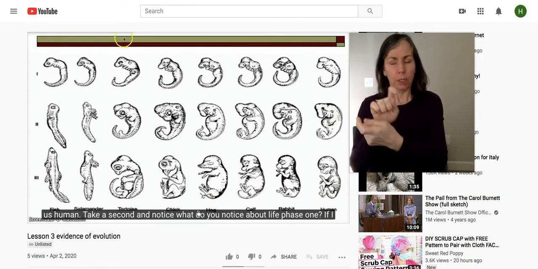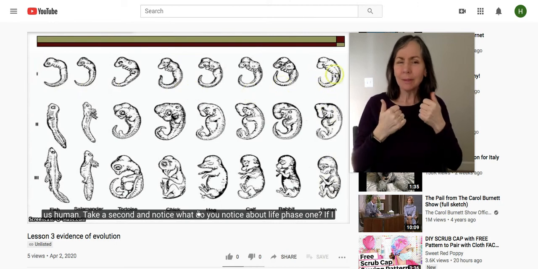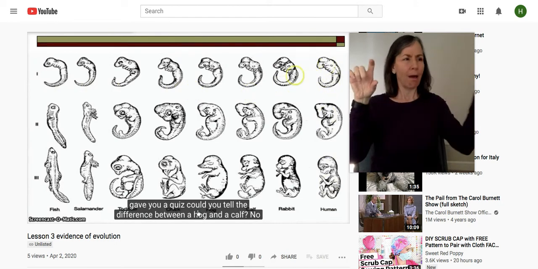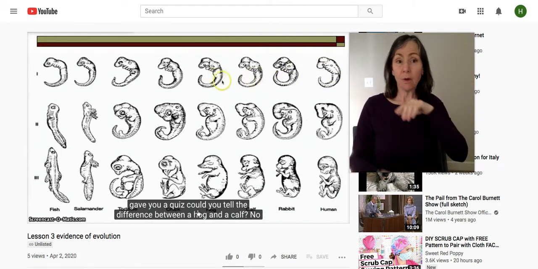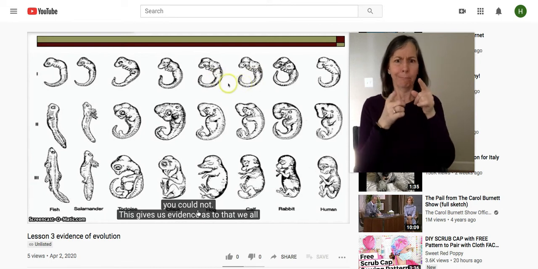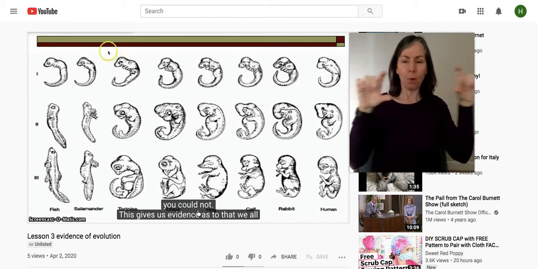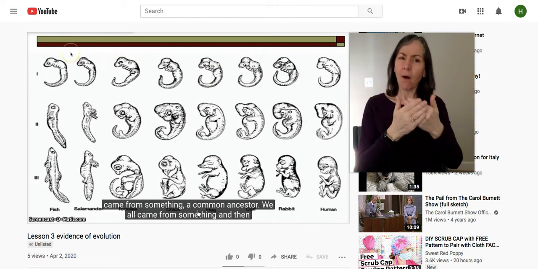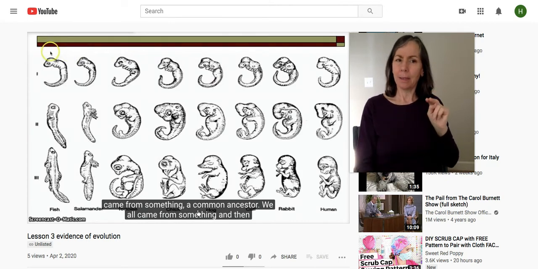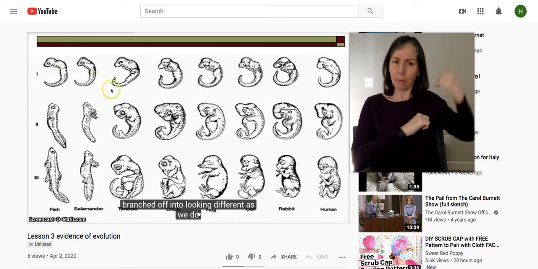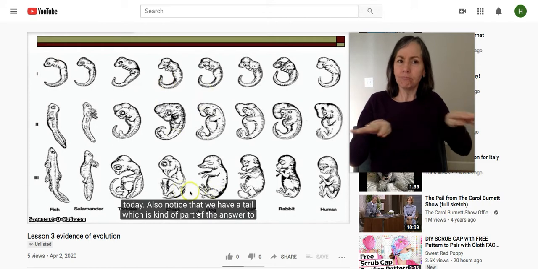Take a second and notice. What do you notice about life phase 1? If I gave you a quiz, could you tell the difference between a hog and a calf? No, you could not. This gives us evidence that we all came from something, a common ancestor. We all came from something and then branched off into looking different as we do today.